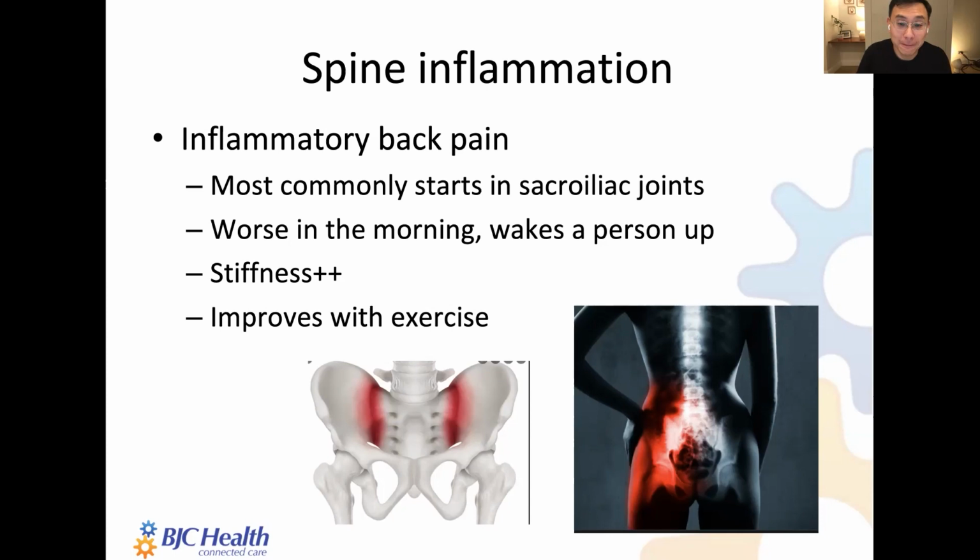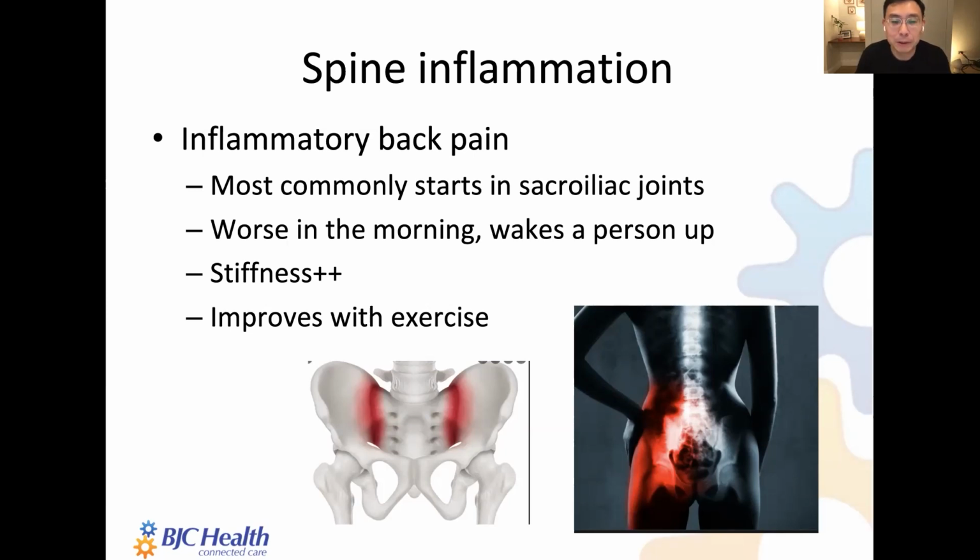Patients present with inflammatory back pain, usually starting in the sacroiliac joints. Now, the sacroiliac joints are really at the bottom, behind the gluteus maximus muscle, your bum muscles, at that level. So when you point to your lumbar spine, it's usually the back, but the sacroiliac joint is lower.